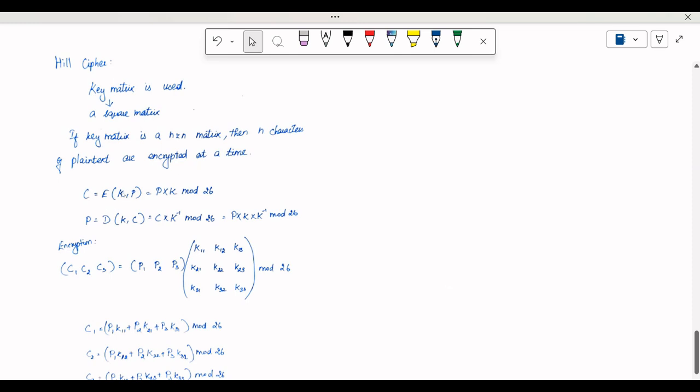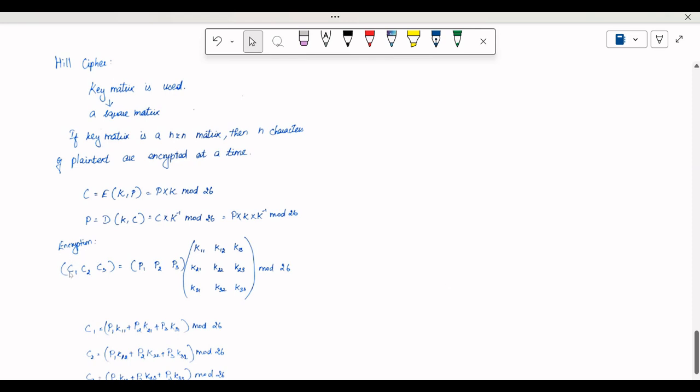So encryption is going to be represented as P cross K mod 26, and plain text, that is decryption, is done in such a way that ciphertext cross K inverse, the inverse of the key matrix, mod 26. So this is the encryption process.